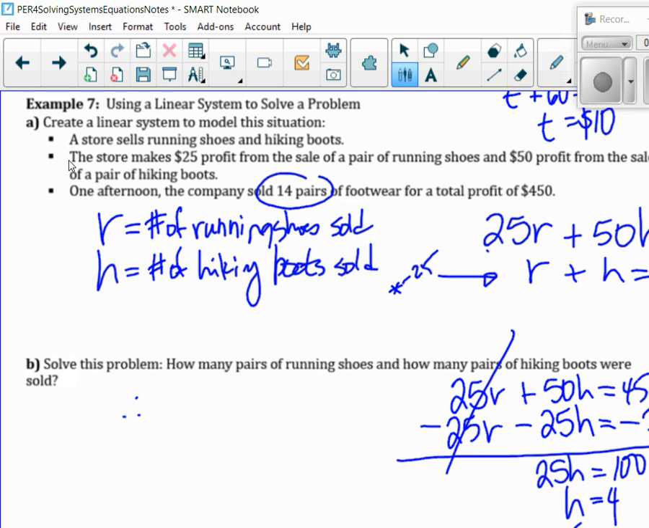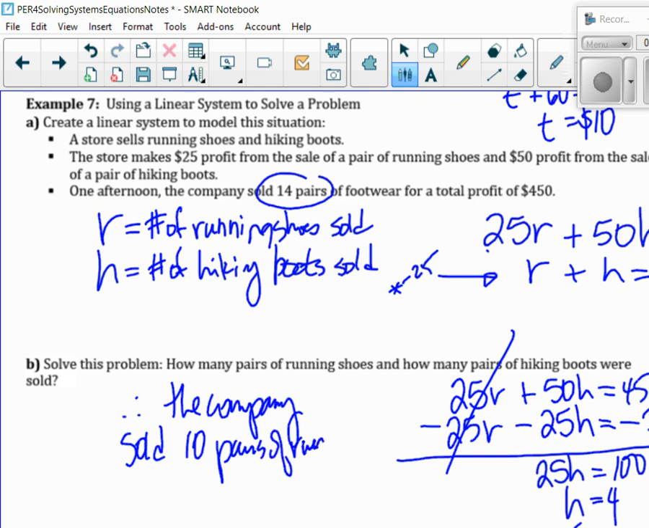And then, of course, I have to write it out. Therefore, the company sold 10 pairs of running shoes and 4 pairs of hiking boots.